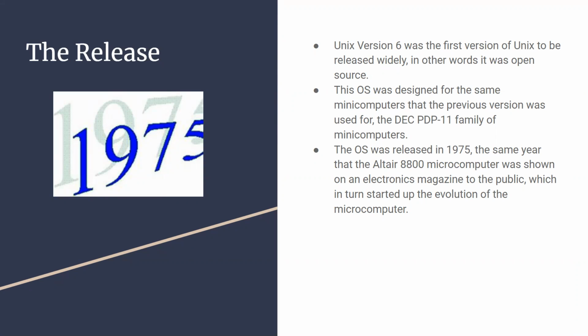So like I said, the OS was released in 1975, which was the same year as the Altair 8800 microcomputer, which was shown in Electronics magazine to the public, which in turn started up the evolution of the microcomputer. And of course, that developed into what we have now.